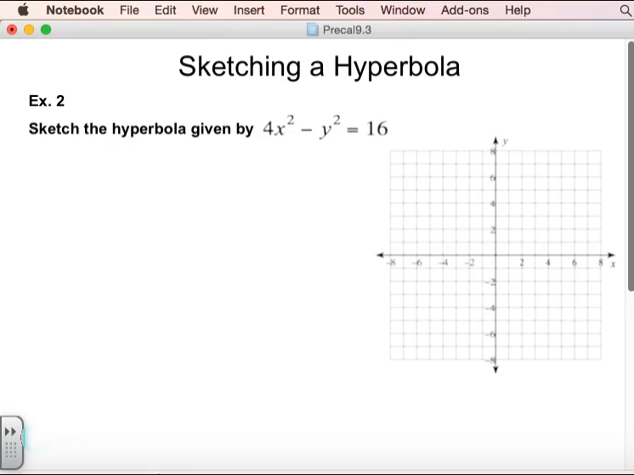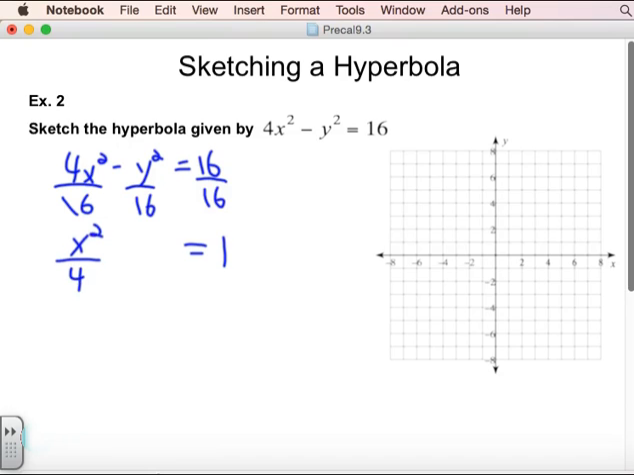Okay, so right here we're given an equation, and we want to sketch the graph. So what we've got to do first is make it equal 1. So I'm going to do 4x squared minus y squared equals 16, and we'll divide everything by 16, just like we did for ellipses. So this isn't much different yet. 4 over 16 reduces to 1 over 4, and then we've got y squared over 16. Okay, so first thing you want to identify is the center. Now that we've got it in the proper form, our center is of course (0, 0), because h and k are 0. Now we've got to identify what's A and what's B.